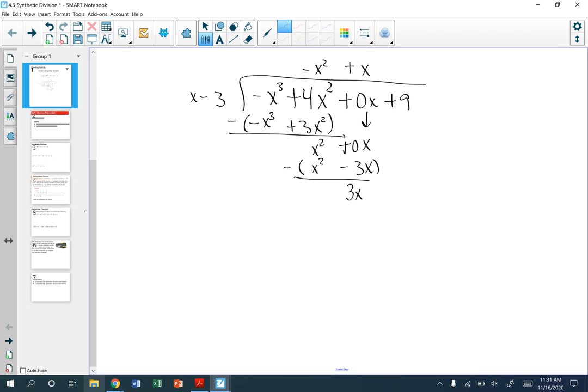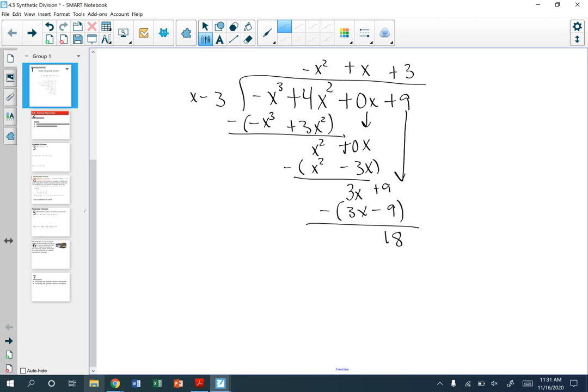So how do I get from x to 3x? I need to add 3 because 3 times x gives me 3x. Oh, and I forgot to bring down my 9 here, so I should have plus 9. And then 3 times negative 3 gives me negative 9. Again, I'm going to subtract, so that would be 0. And then I have 9 plus 9 gives me 18. And 18 now is my remainder.